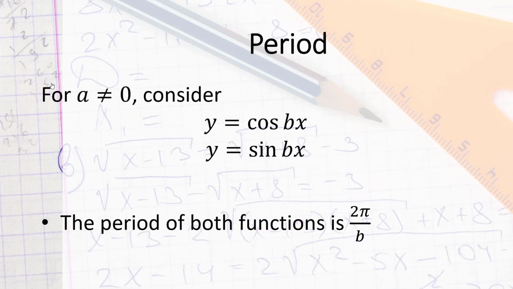Okay, now let's talk about the period of the sine wave and cosine. Notice that if y equals cosine of bx or y equals sine of bx, the period of both functions is 2 pi over b. Let's go ahead and see if this makes sense.